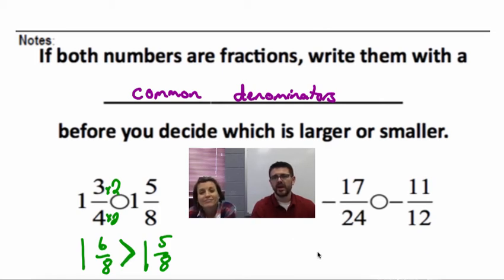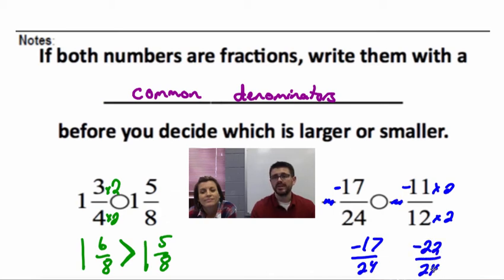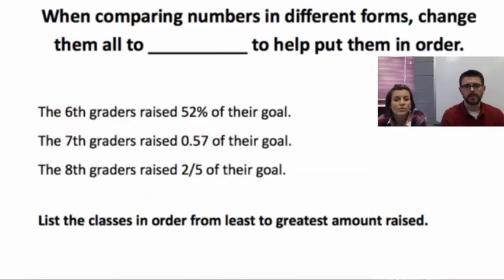Then we have -17/24. So I'm going to put my negative with my numerator. Same thing over here. Find a common denominator of 24s. So -17/24 and -22/24. This time, because we're dealing with negatives, we want the one that is closer to 0, so the least negative or less negative. -17 isn't as negative as -22. It's closer back to 0, so that one is going to be my larger number. That's a little confusing. Better make sure you got it.